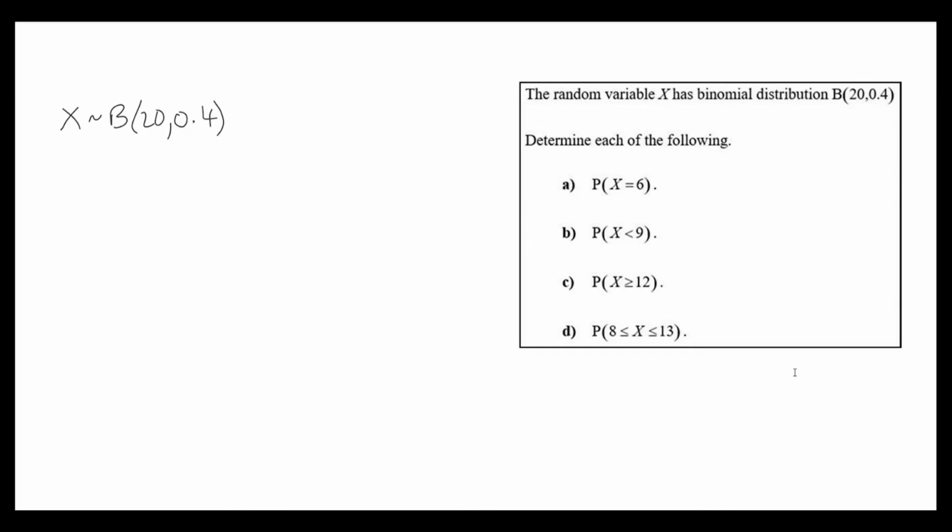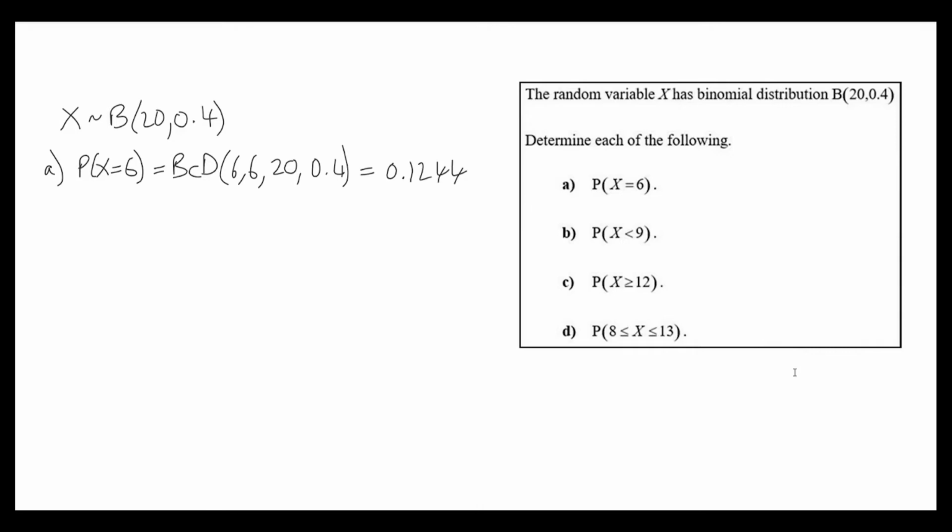In the BCD syntax, we need to put the minimum value that we're interested in, the maximum value that we're interested in, the n value, and the p value. So in this case, it's going to be both 6 and 6 for the minimum and maximum, the n value of 20, and the p value of 0.4. This gives us 0.1244.